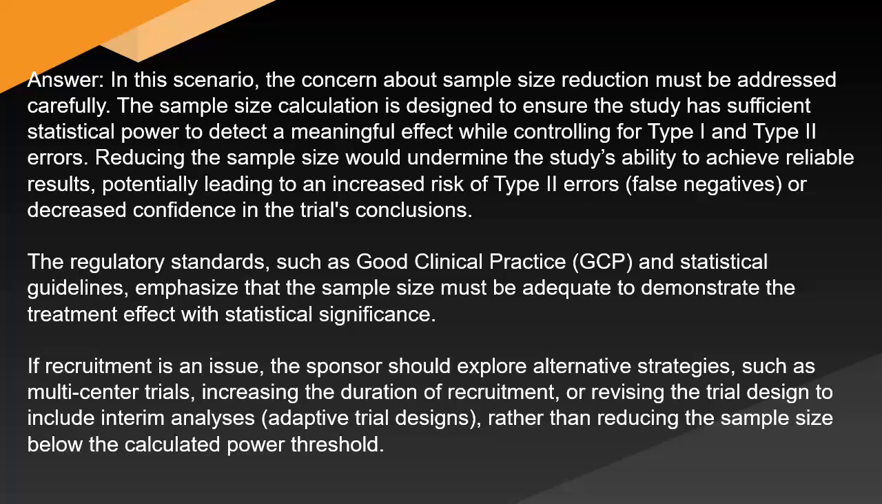The regulatory standards, such as Good Clinical Practice (GCP) and statistical guidelines, emphasize that the sample size must be adequate to demonstrate the treatment effect with statistical significance. If recruitment is an issue, the sponsor should explore alternative strategies such as multi-center trials, increasing the duration of recruitment, or revising the trial design to include interim analyses. Adaptive trial designs, rather than reducing the sample size below the calculated power threshold.